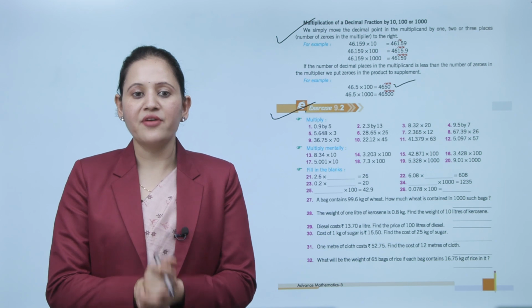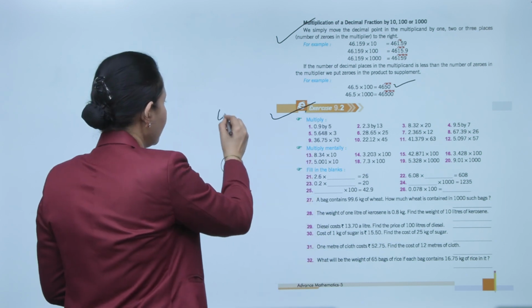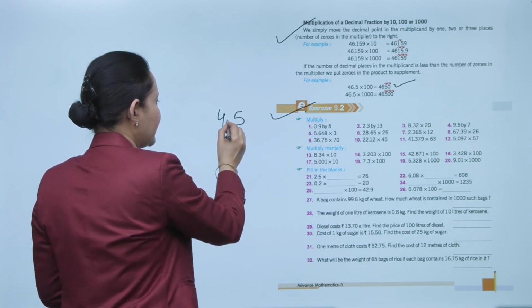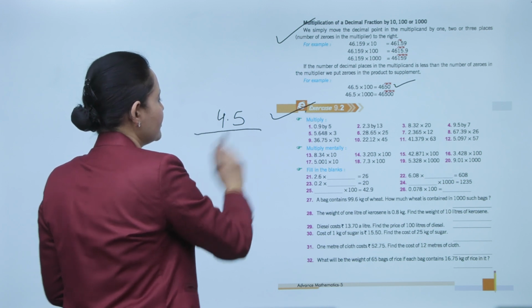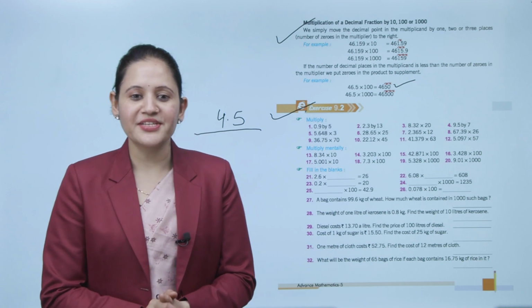Multiply 0.9 by 5. So simply 9 into 5, that is 45. And there is 1 digit after the decimal. Start from the right hand side. After 1 digit, so the answer is 4.5. Practice all the questions of this exercise.